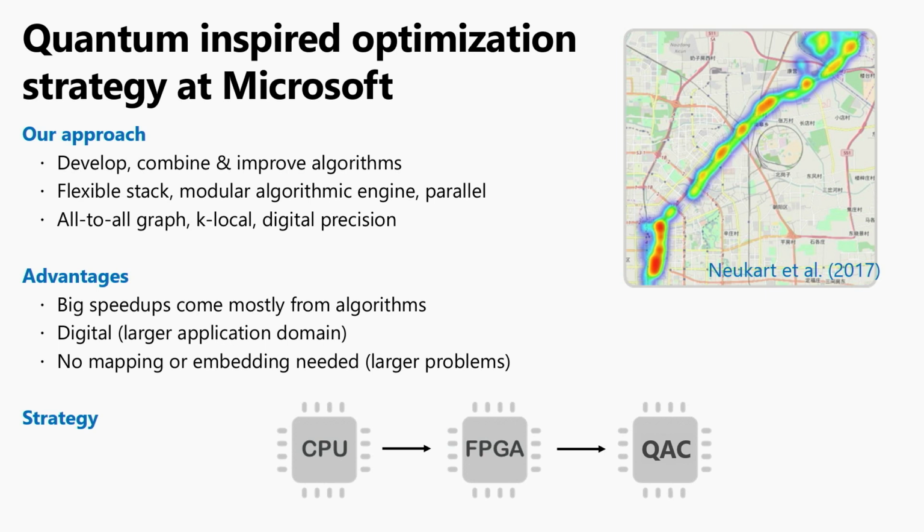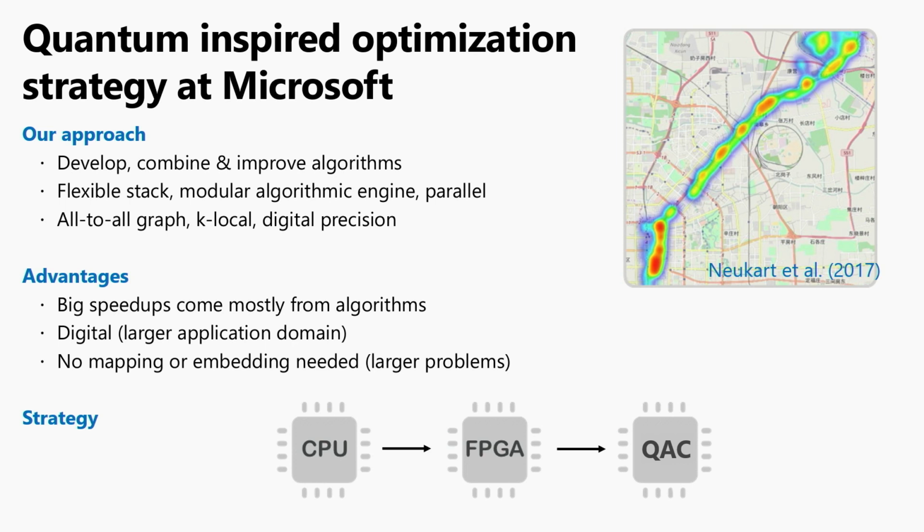The advantages are that the biggest speedups to date come from better algorithms. You see, if you want to double the speed, you have to double the size of the machine. If you come up with a better algorithm that scales better, you don't have to double the machine. Our devices are digital, meaning that we have a larger application domain, and because we can do an all-to-all connectivity with k-local interactions, we'll explain this later, and have digital precision, we have no need for mapping or embedding. And so we develop our codes on CPUs, we run them now on FPGAs for speed, and hopefully one day we will run them on quantum-accelerated hardware.